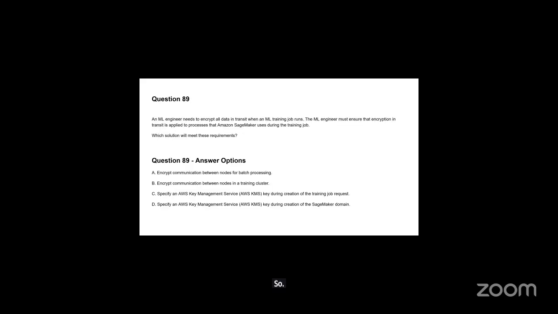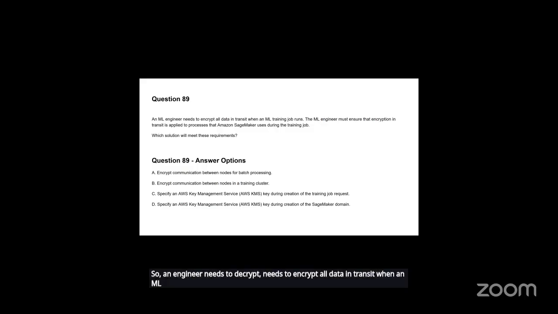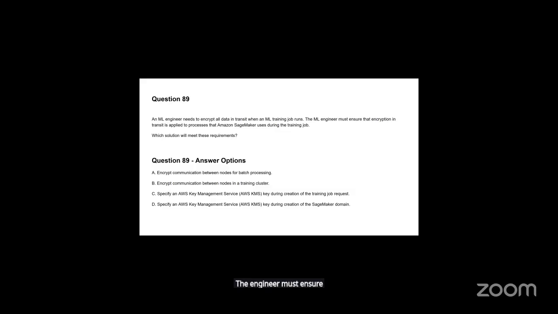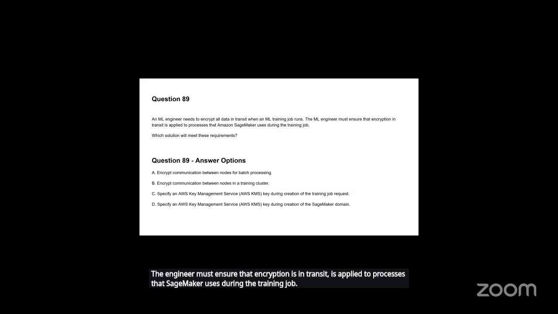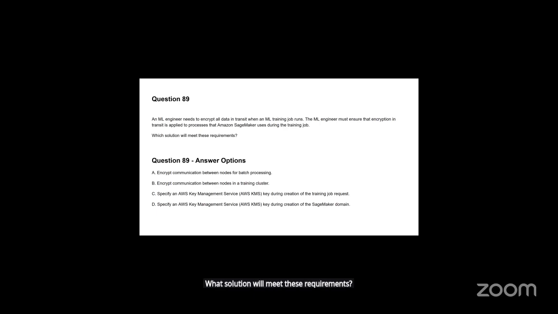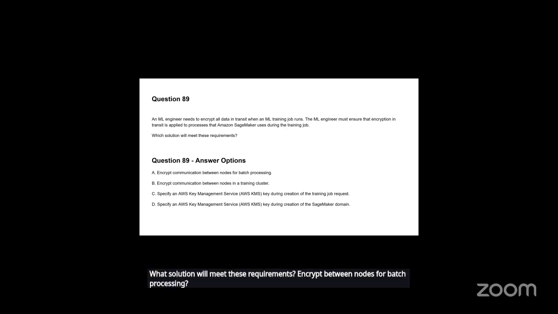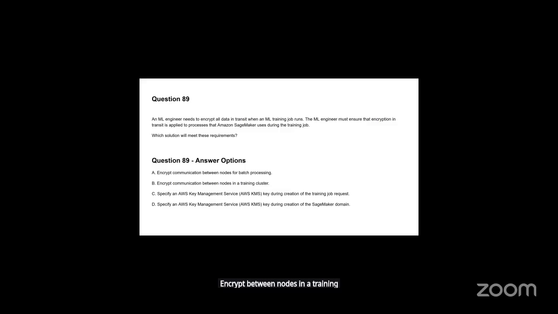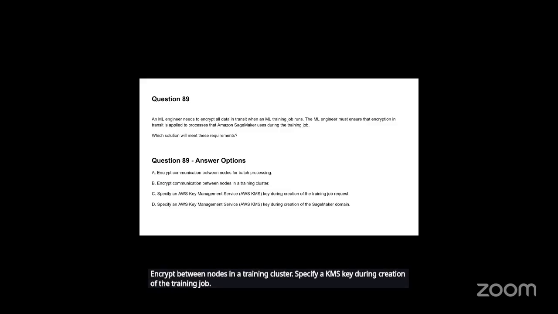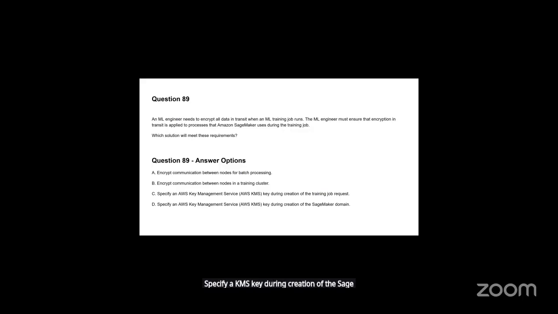An engineer needs to encrypt all data in transit when an ML job runs. The engineer must ensure that encryption in transit is applied to processes that SageMaker uses during the training job. What solution will meet these requirements? Encrypt between nodes for batch processing, encrypt between nodes in a training cluster, specify a KMS key during creation of the training job, or specify a KMS key during creation of the SageMaker domain.